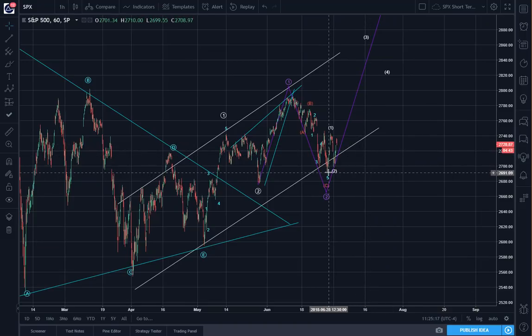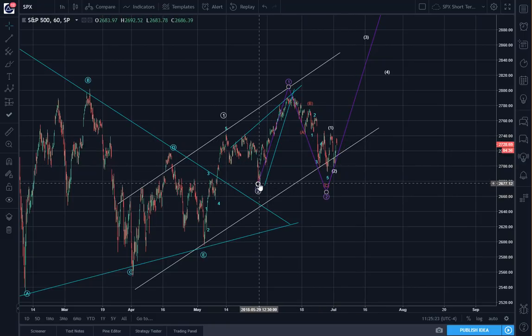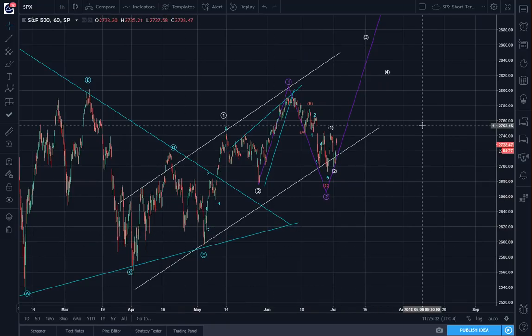Now, this could also pattern out a triangle. Okay, so it's possible to get A, B, C, D, E and a lower low. If we do get a lower low beyond the low of purple 1, we've got a different count. But I think this channel has been supporting pretty well.